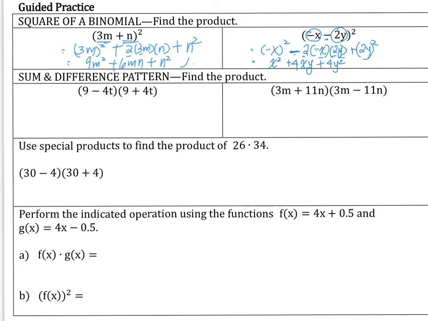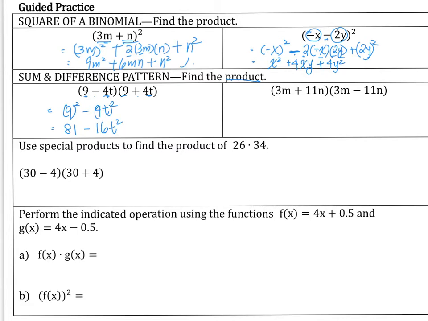Okay, now for the next two examples, we're going to apply the sum and difference pattern to find the product. Okay, so as you noticed, the terms are the same, and we have a subtraction sign and a plus sign. So I'm going to take 9, square it. I'm going to take 4t, I'm going to square it and put a subtraction sign in between. So this will be 81 minus 16t squared.